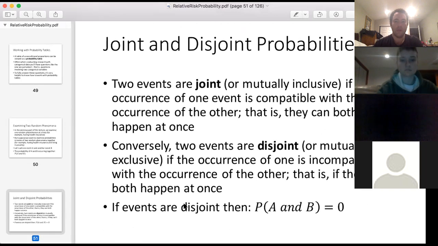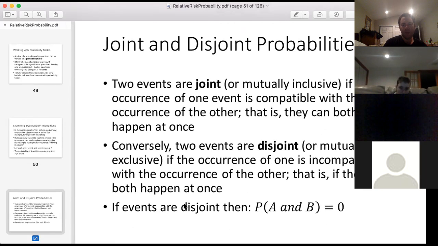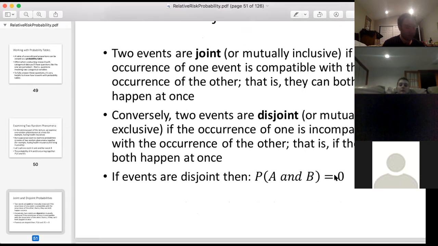2 events are joint or mutually inclusive if the occurrence of one event is compatible with the occurrence of the other. That is, they can both happen at the same time. But 2 events are disjoint or mutually exclusive if the occurrence of one is incompatible with the other. That means they cannot both happen at once. If events are disjoint, then the probability of A and B is equal to 0.